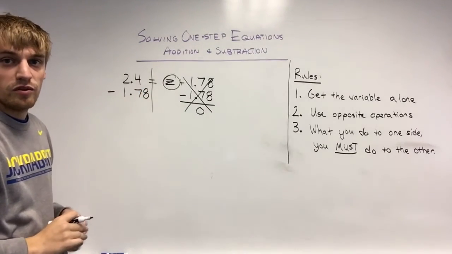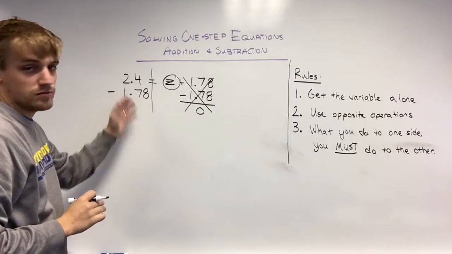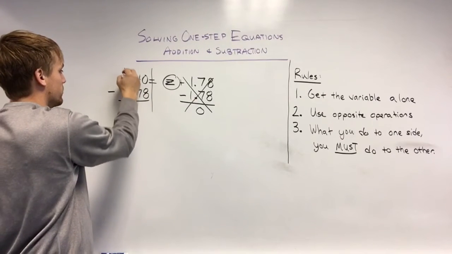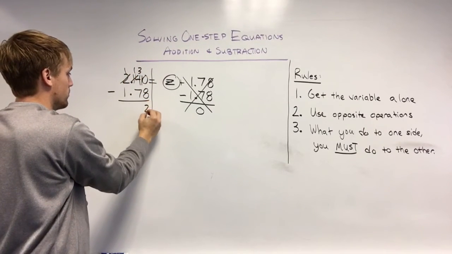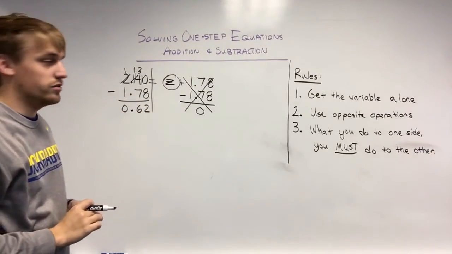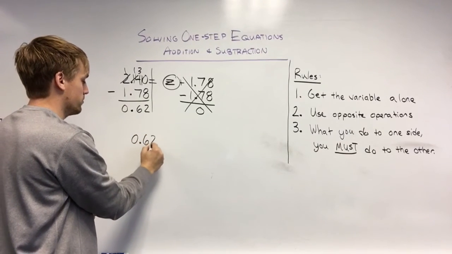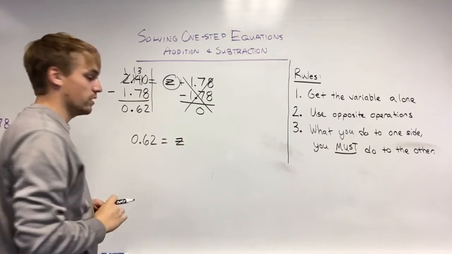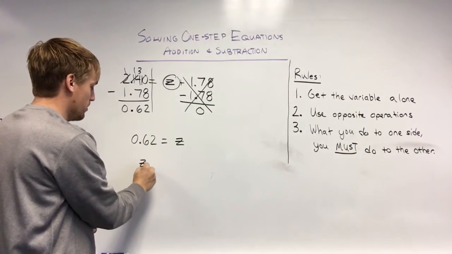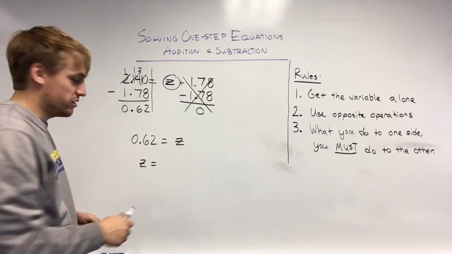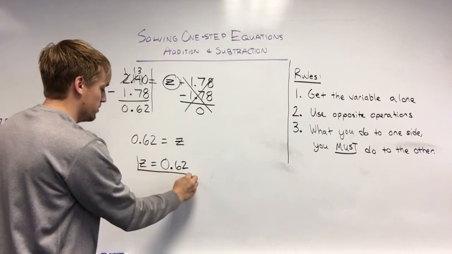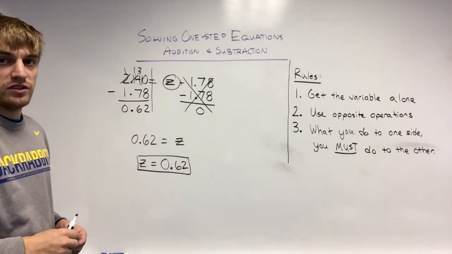And when you do that with decimals, you have to make sure that you line your decimals up. So I'm going to add a 0 here to fill that spot, and then I'm going to subtract. So I get 0.62. So I'm going to bring everything down. 0.62 equals z, and we like to write the variable first, so we're just going to flip it. So my final answer is z equals 0.62.